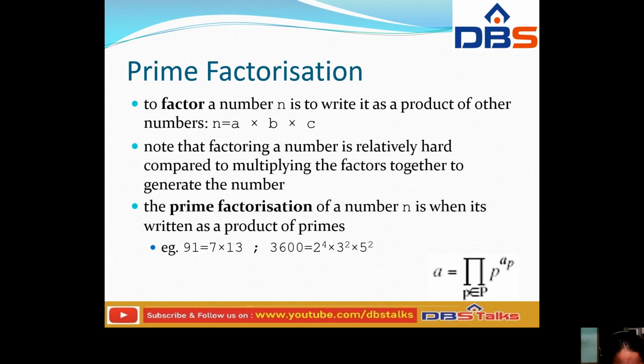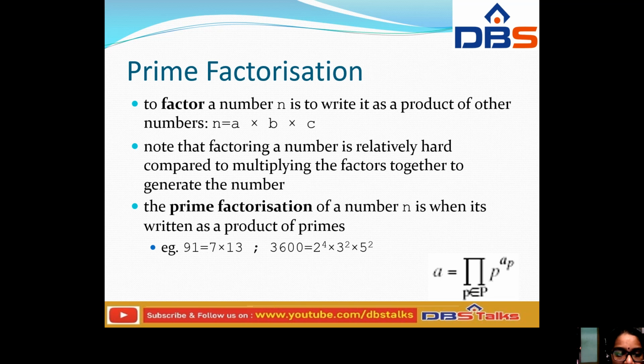To factor a number n is to write it as a product of numbers. We can say n as a, b, c. Note that factoring the number is relatively hard compared to multiplying the factors together to generate a number. So the prime factorization of a number n is when it is written as a product of primes.